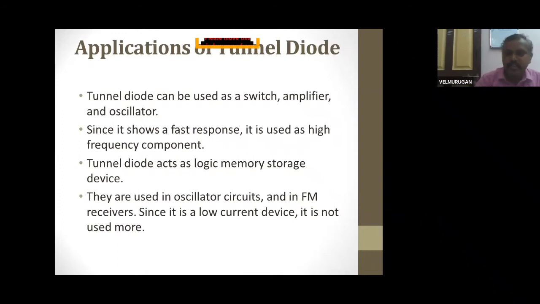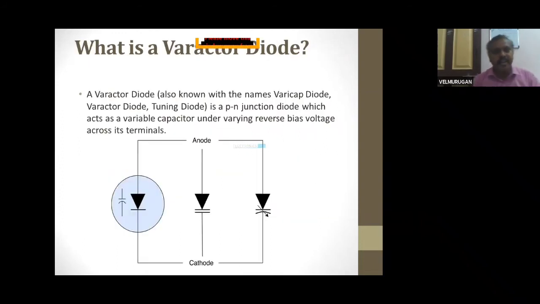Okay, students, then go to the next slide. Next, there is the varactor diode. What is meant by a varactor diode? See the symbol. There is one triangle, and above it you put two parallel lines. This is the varactor, the variable.